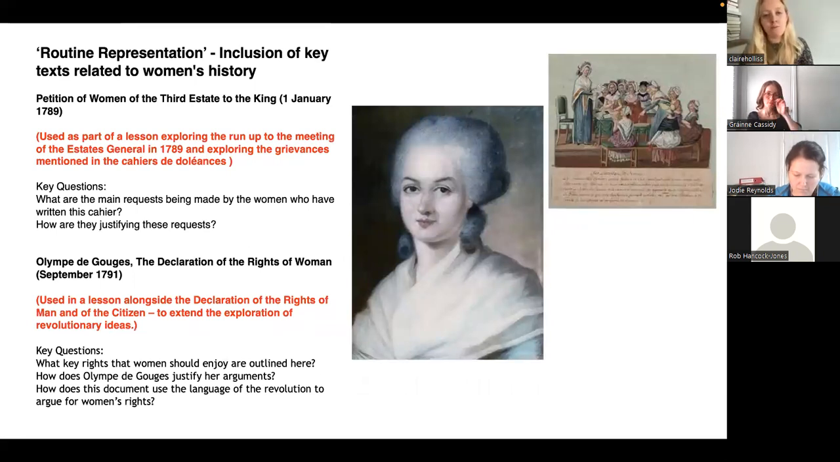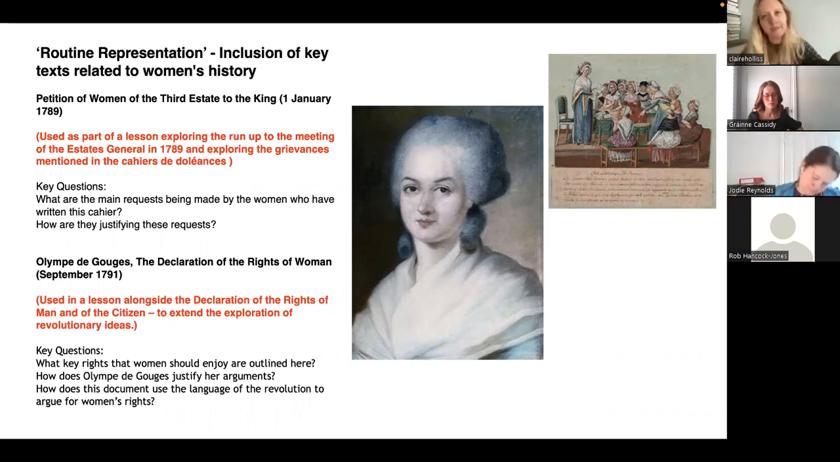So what I did was I didn't change the spec. We carried on with the sequence of lessons as we were planning them, but all I did was add in a couple of key texts which were additional to the content that we would ordinarily cover. And the first of these texts was the petition of women of the Third Estate to the King in 1789. Now, I put this in here as part of a lesson we were teaching about the run-up to the calling of the Estates General in 1789.